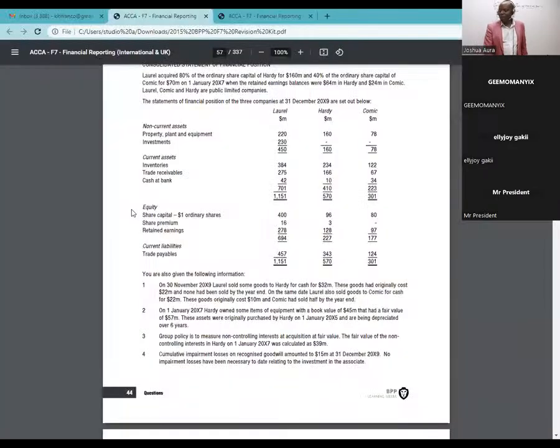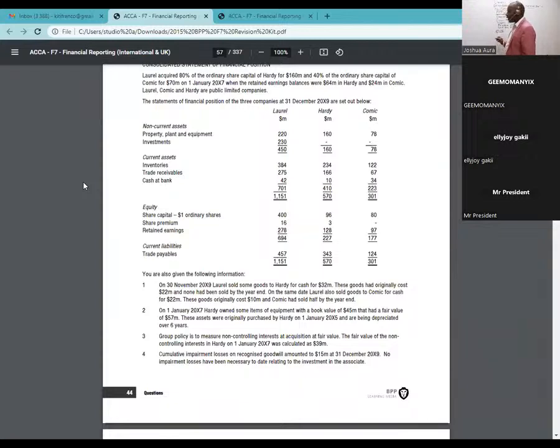Now we go to the next item. It's called trade receivables. I can see a figure of 275 and 166. And then we have cash at bank, 42 and 10. So that I'll be able to have total assets there. And then I'll come and pick equity.